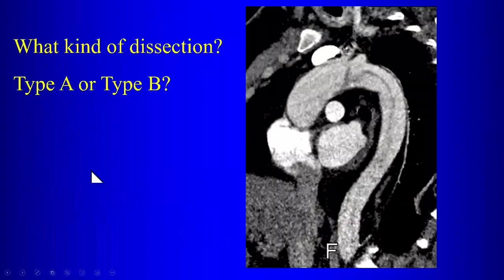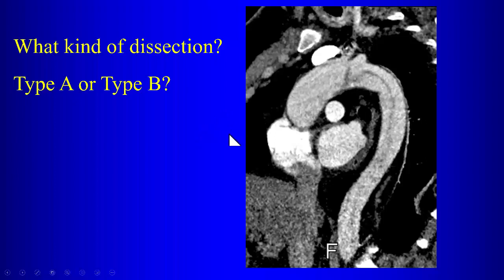So, in this example here, what kind of dissection is this? First of all, what's involved with the dissection? The dissection involves what? Descending. It does, yeah, certainly involves the descending aorta. Like the arch and maybe a little bit of the ascending. Well, it does involve the arch. The ascending aorta is over here, though, right? So it doesn't seem to involve the ascending aorta. So this is a dissection that involves the arch, right?